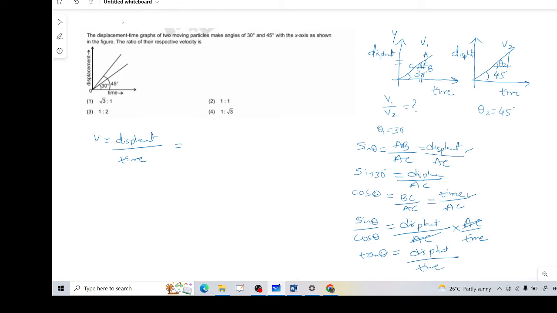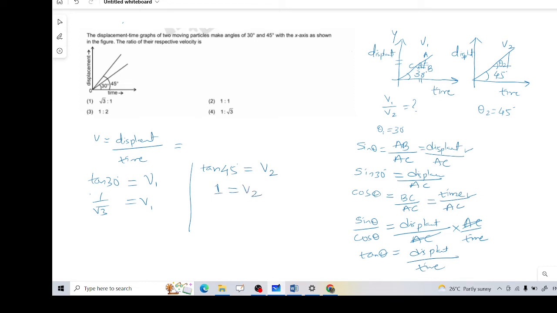So with the help of this, what I can calculate is tan 30 degree is equal to displacement divided by time, which is nothing but what I can represent as V1. So this tan 30 value, 1 divided by root 3, is equal to V1. Similarly, for the second one, I will get tan 45 is equal to V2. So this tan 45 value is 1. So V2 is equal to 1.